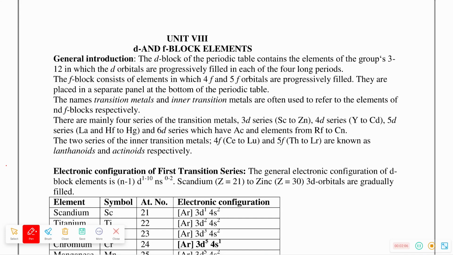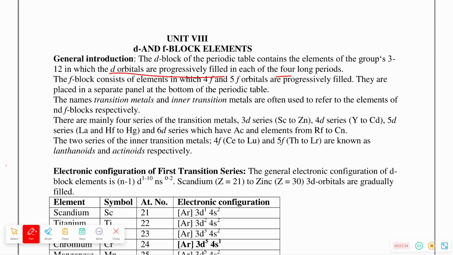D1 to D10 configuration. S is as usual 1 to 2. Depends on the element, 1 to 2 they will fill. Clear? So D block elements means how many groups are there? Group 3 to group 12. It is called D block elements. And in D block elements, the D orbital is progressively filled.